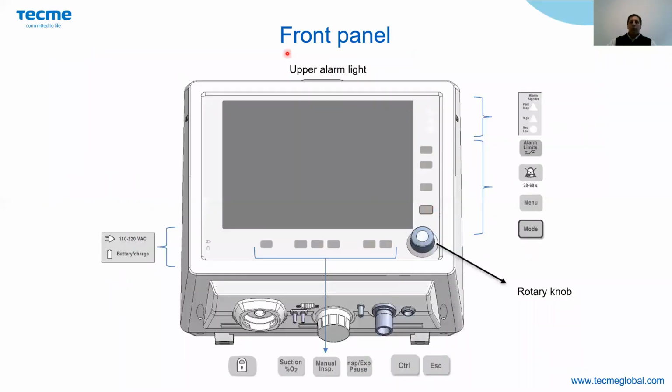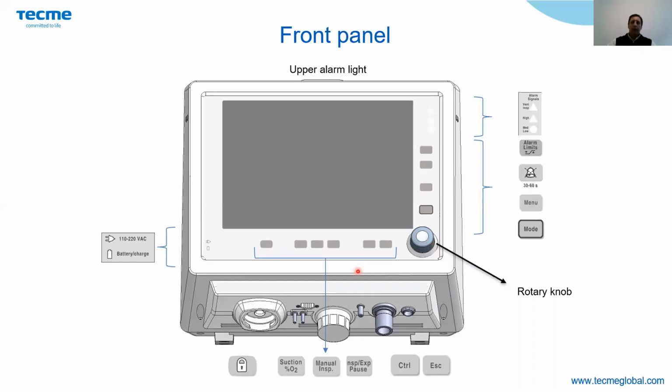If we go to the front panel, we will find, of course, at the center, the 12-inch screen. This is our screen where we will show all the monitoring parameters, and all the settings are going to be done on this touch screen. Then we will find the rotary knob. This is the knob that we are going to use in order to change, accept and confirm different parameters that we want to set up.